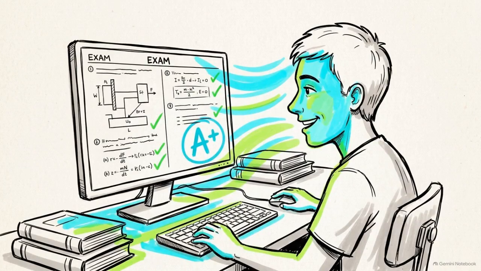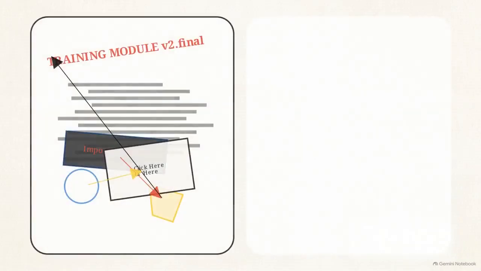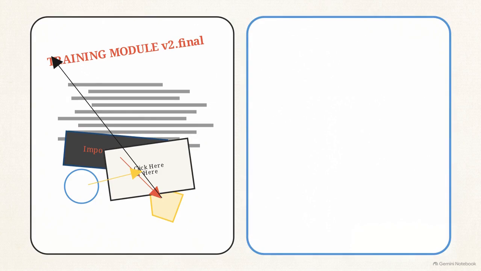Without germane load, information simply evaporates. Productive struggle is the absolute requirement for true retention and understanding. This diagram compares our starting point with the final result. On the left, the cluttered original slide. On the right, the optimized module.